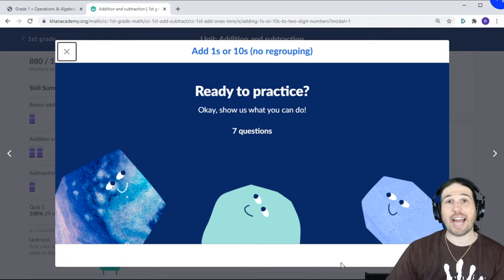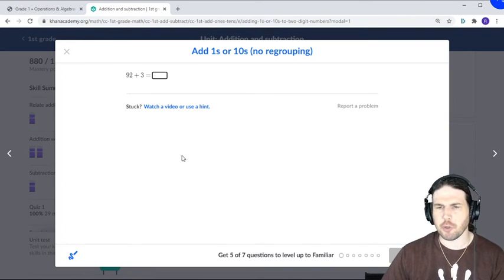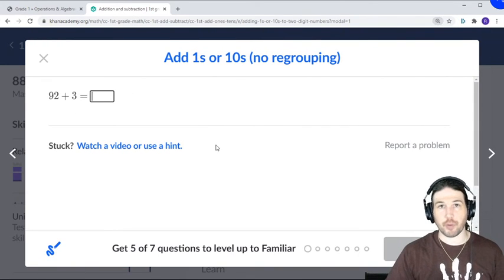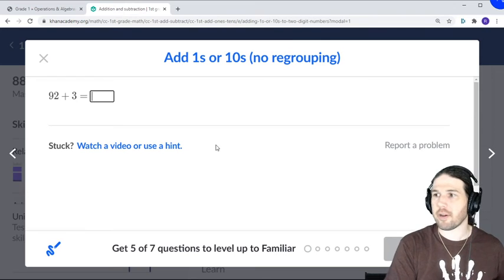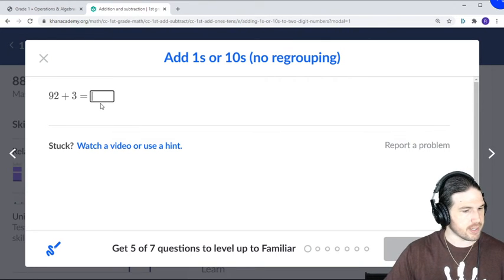So now we're going to add ones or tens without regrouping. I don't know what that means. 92 plus 3. Oh, I see. So we're going to add some stuff, but we're not going to have to regroup or carry. We'll talk about carrying in a moment, but for now, 92 plus 3 is 95.